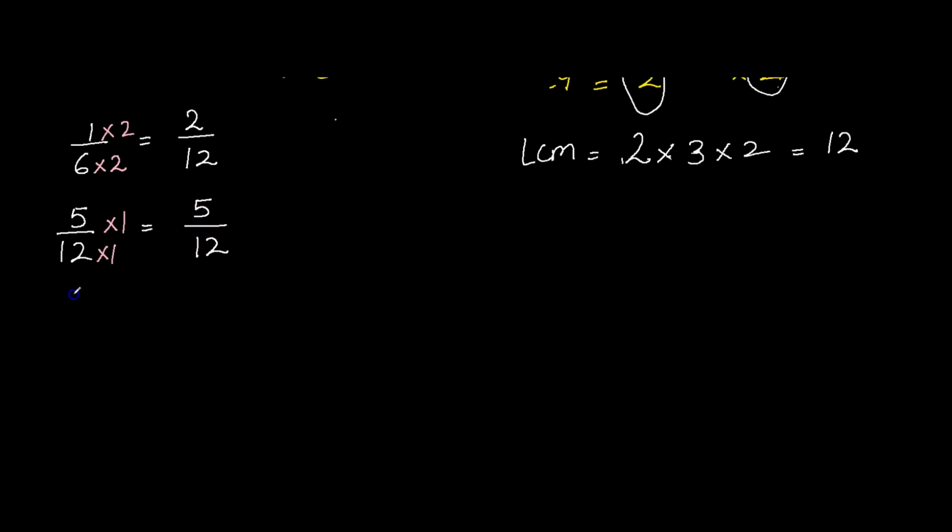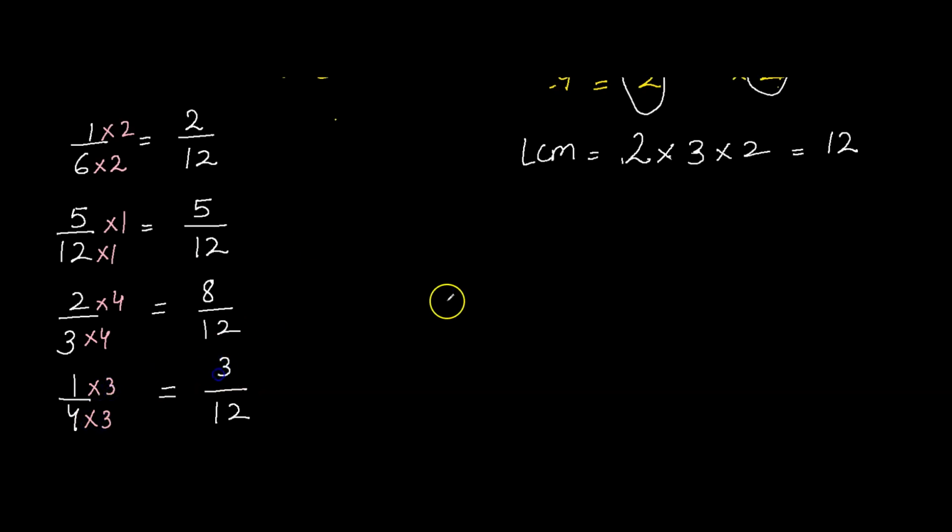The third fraction is 2/3, and to make 3 as 12, we need to multiply 3 by 4, and we have to multiply the numerator by 4 as well. So that becomes 8 out of 12. And for the last fraction, 1/4, we have to make 4 equal 12. We know that 4 times 3 equals 12, so we multiply 1 by 3 as well. So that becomes 3 over 12.